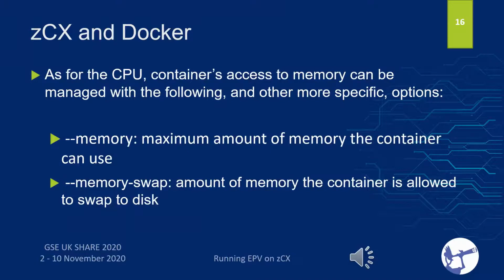Of course, you can also define the amount of memory that a container can use, and some other options about memory and containers. But again, in this slide, we only show the most interesting options. The first one is the memory option, which is used to set the maximum amount of memory a container can use. And the other option is the memory swap, which is the amount of memory a container is allowed to swap to disk.